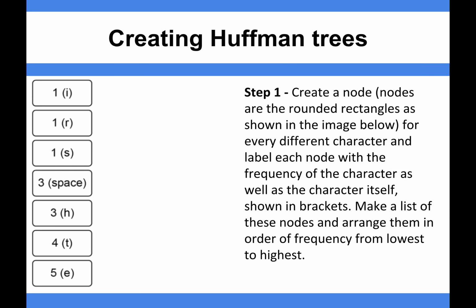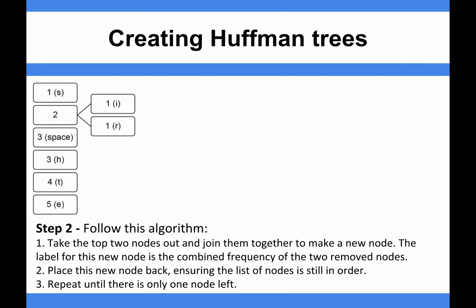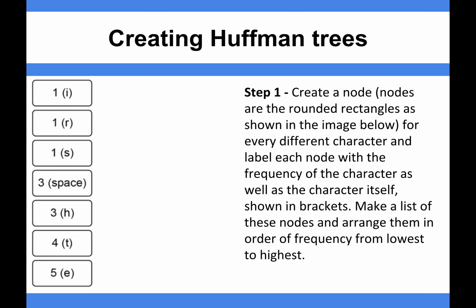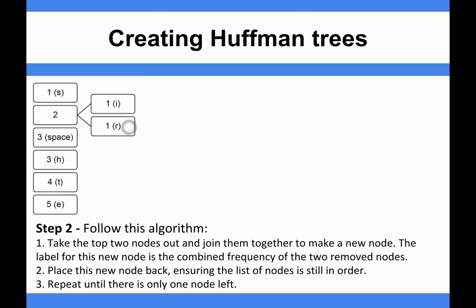So that's step one. Once you've done that, we then need to follow this algorithm through multiple times. So it's sort of recursive, but don't worry about recursion just yet if you're not sure what that means. We take the top 2 nodes out. If I just go back, you can see the top 2 nodes were I and R. I'm taking those top 2 nodes out and creating a new node, which is the amounts added together. So 1 plus 1 is 2. We've got a new node now, which branches to the 2 previous nodes, and we label that with the value.